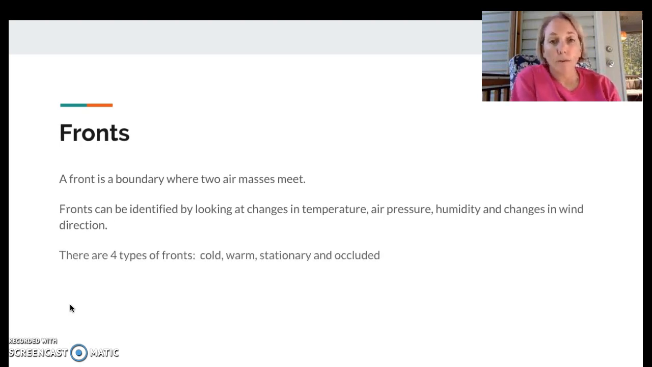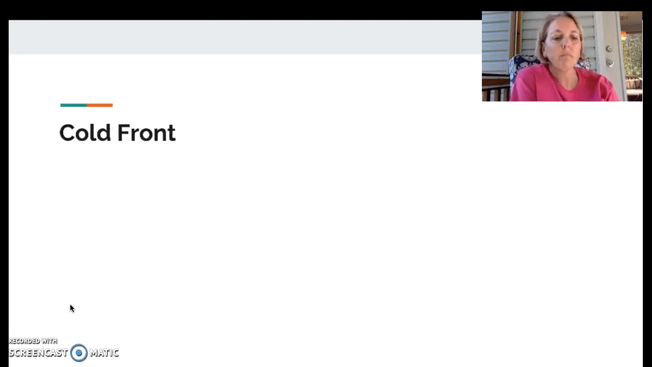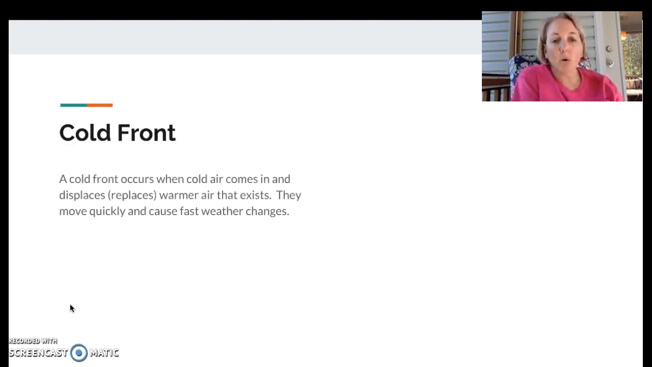There are 4 types of fronts that we're going to look at. There's a warm front, a cold front, a stationary front, and an occluded front. So we're going to first talk about a cold front. A cold front occurs when cold air comes and displaces or replaces warm air that exists. So cold air comes in, it moves out or takes over that warm air that was in place. Cold fronts move quickly and cause fast weather changes.